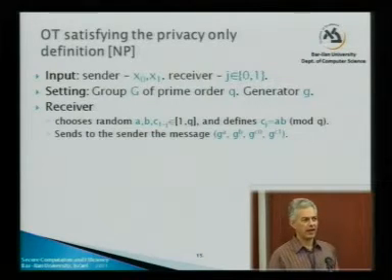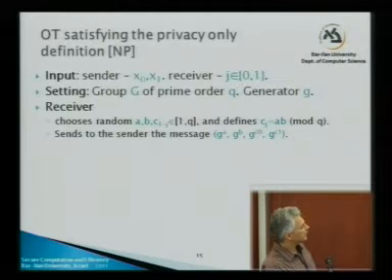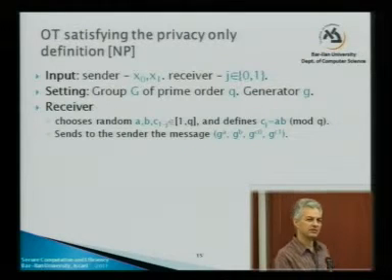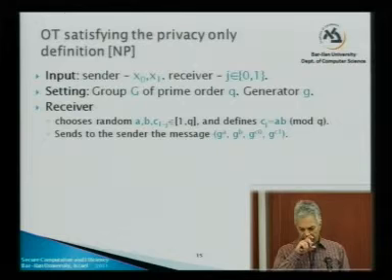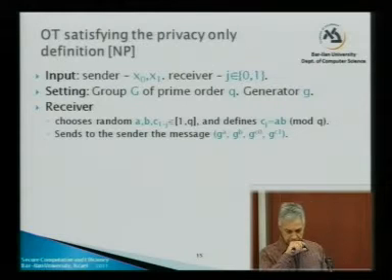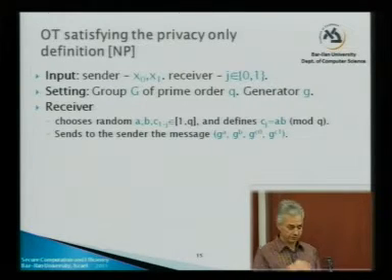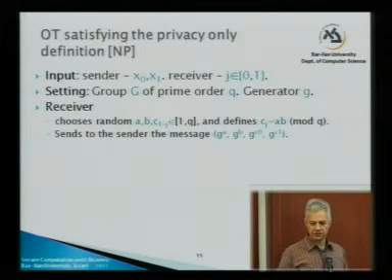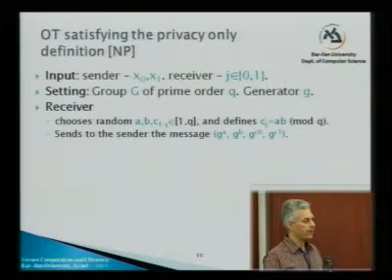The receiver chooses random a, b, and c_{1-j}, as you will see in a minute, and defines c_j to be a times b. Remember, j is either 0 or 1. This is the input of the receiver. Then it sends to the sender the 4-tuple g to the a, g to the b, g to the c0, and g to the c1.